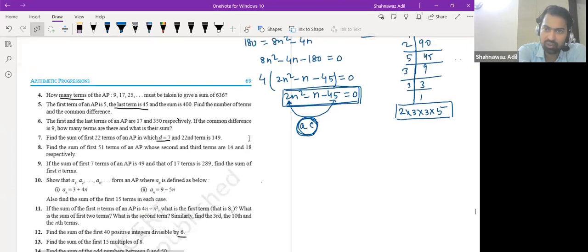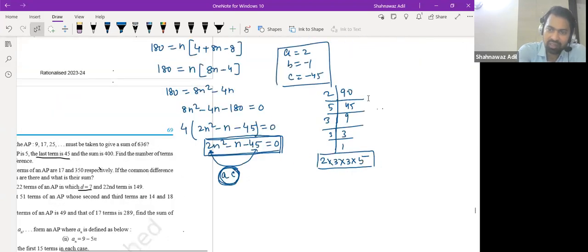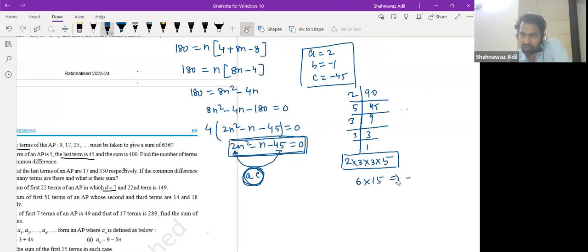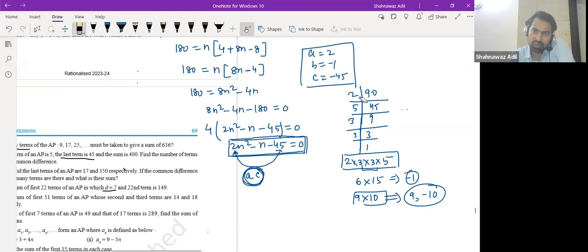Yes, this was the question, right? So now we were calculating the factors. If I take 6 into 15, I cannot get minus 1. So let's take 9 and 10. Can I get minus 1 from these two? Yes. So one would be 9 and the other one would be minus 10. So these are the two combinations that we have.